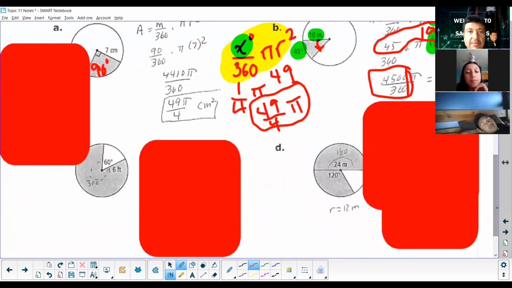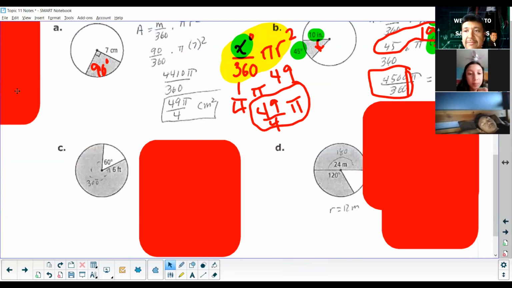All right, Marcus, go ahead and walk us through. Actually, let me give Celeste another chance. Celeste, walk us through the next problem. Go ahead and do B. No, C. Go ahead and do C. What do you do, with the gray part or with the white? The gray part, because I want to know the shaded area.